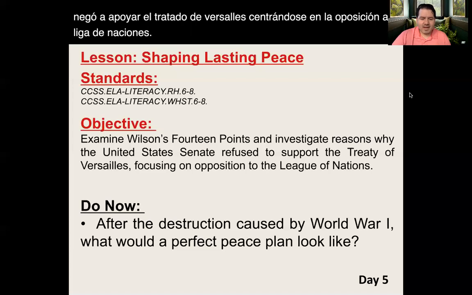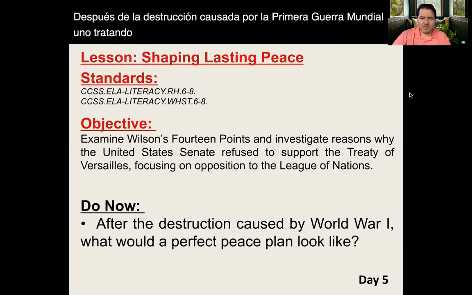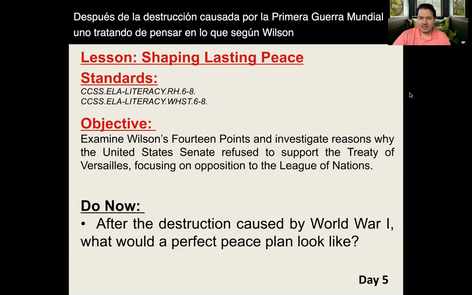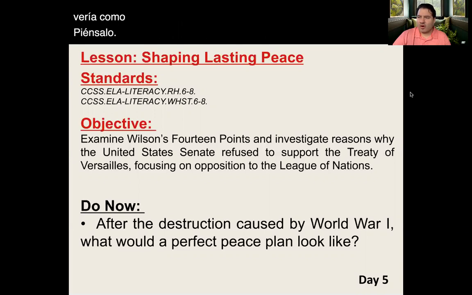Now, after the destruction caused by World War I, try to think of what, according to Wilson, a perfect peace plan would look like. Think about the terms he put up for armistice that we discussed in the previous lesson.